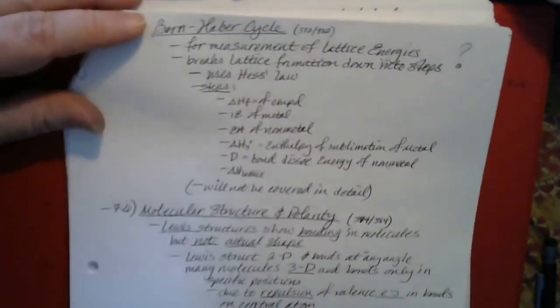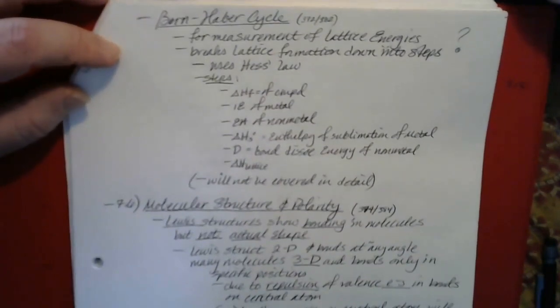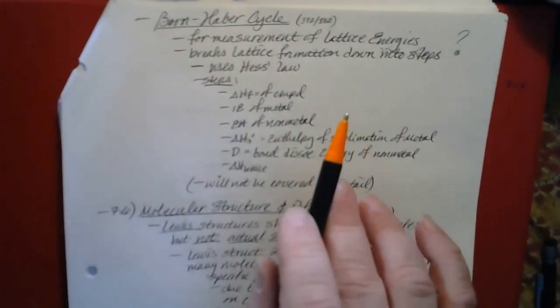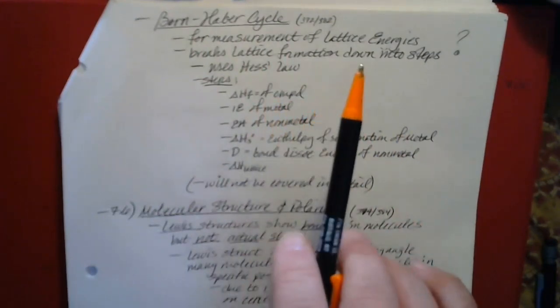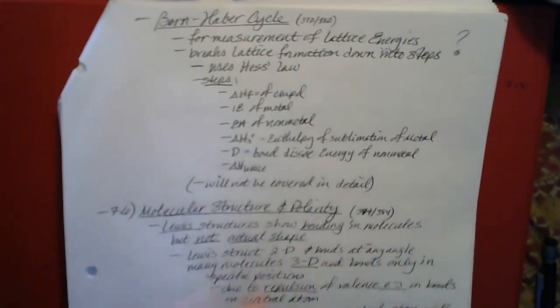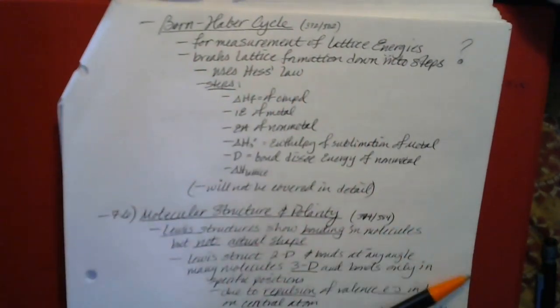And shorter distances tend to correspond to smaller ions, by the way. The next topic the book covers is the Born-Haber cycle. And I'm going to skip this except to say basically what it is. It's a way that scientists can actually measure lattice energies. It's not so easy to measure lattice energies directly.